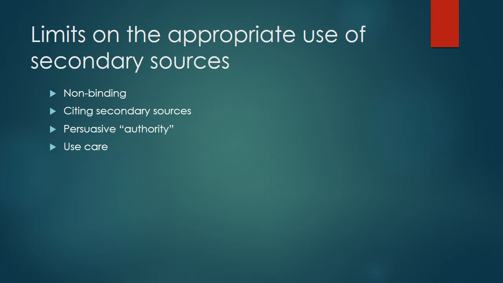Okay. Limits on the appropriate use of secondary sources. This bulleted list, I'm going to explain a little bit more. As I've already discussed in a previous slide, secondary sources are non-binding. The source itself is a non-mandatory source. Sloan, the author of our book, also notes that you won't ordinarily cite them in your written work. So when you're writing a memo or whatever you're writing, you normally do not refer to secondary sources.